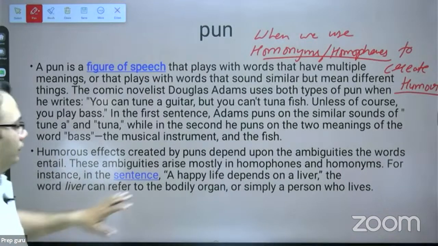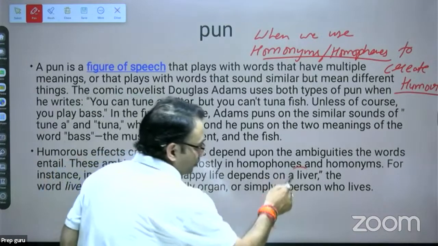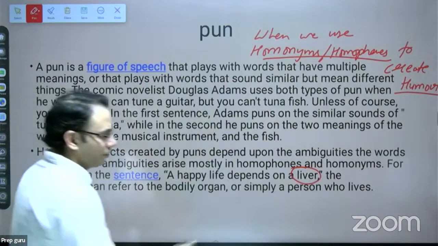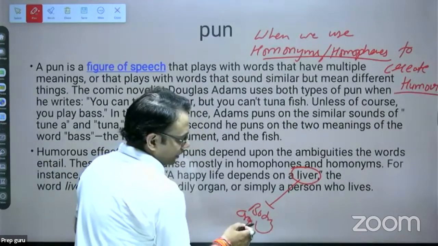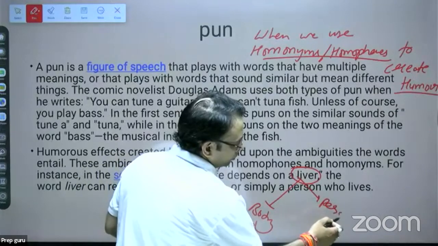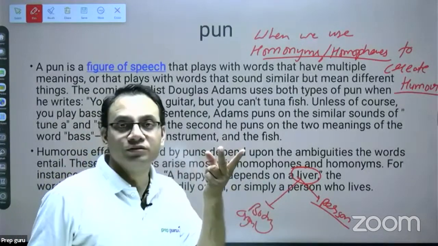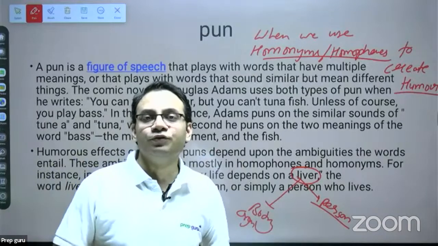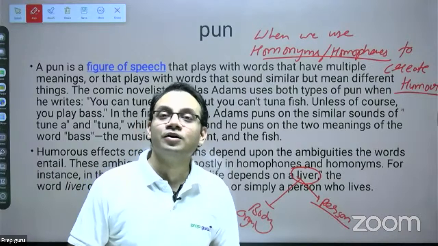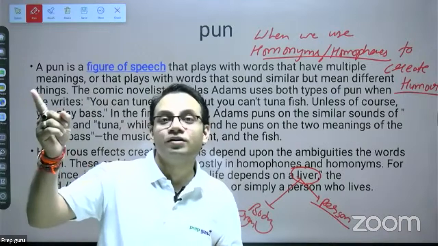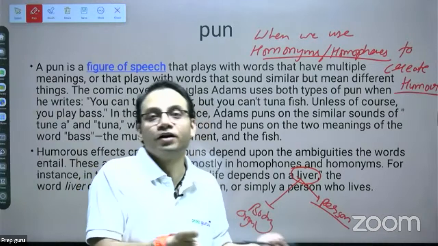See this, a direct example: a happy life depends on a liver. Which word is creating the pun? Liver. It has two meanings. One is the body organ, liver, and the other is a person who is living. So a happy life depends on a liver. Liver is giving you two meanings. Another example, have you heard this kind of thing? If you are bad, then I am your dad. Which word is creating the pun? Dad. One dad is the boss, meaning if you are bad, I am your boss too. And the second dad is father, the parent, right?